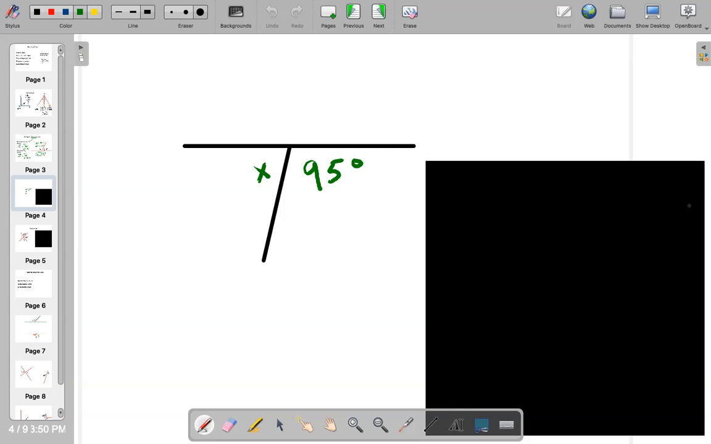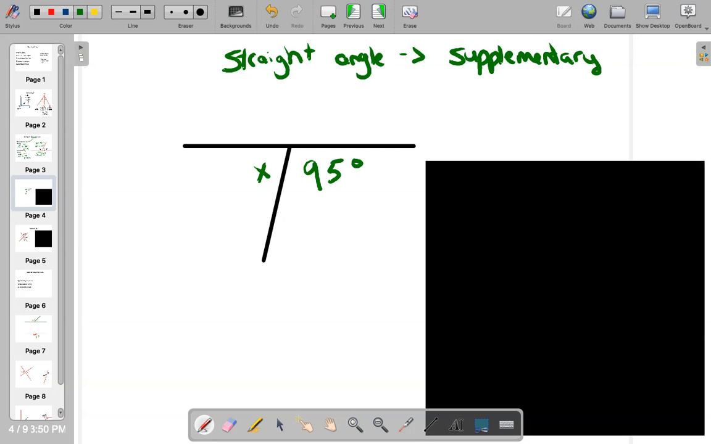There we go. So we have two angles that create a straight angle, which creates a straight line. But a straight angle also means that these two angles are supplementary, or that they add to 180 degrees. So once again, I know that x plus 95 has to equal 180. So I can subtract 180 minus 95 to get my answer.